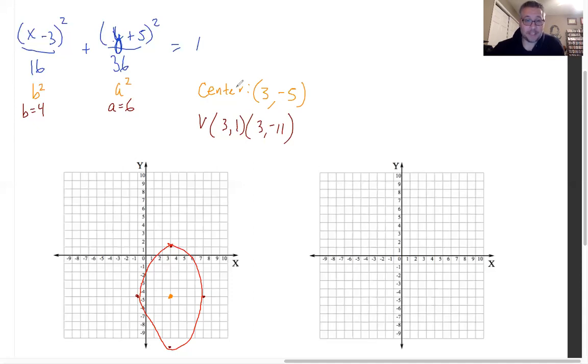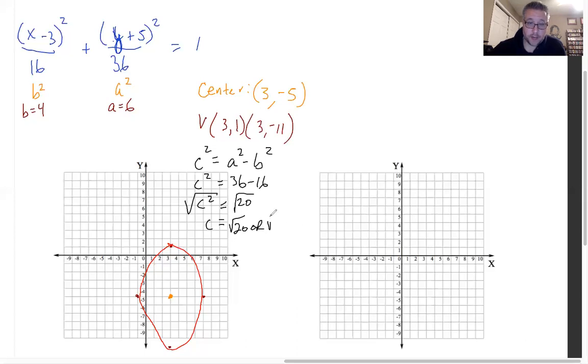Now what do we need to find? We got the center, we got the vertices, we need the foci. The foci is gotten again by c squared equals a squared minus b squared, where those are your denominators. So that would be 36 minus 16. All right, so c squared would be 36 minus 16, which is 20. Take the square root of both sides. So c is the square root of 20, or you could break it up with a perfect square. It's root 4 times root 5, which would be 2 root 5.